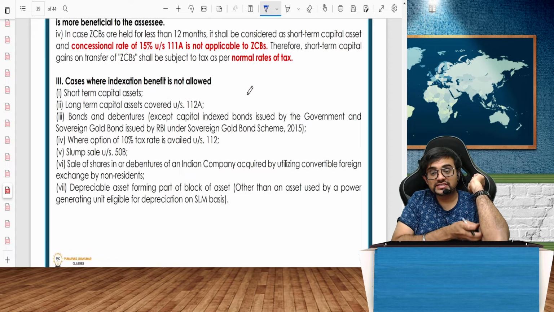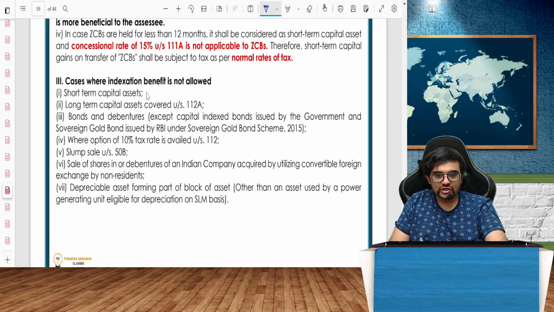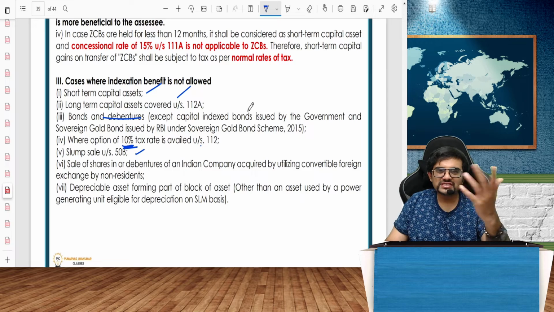Cases where indexation benefit is not allowed: short-term capital assets, long-term capital assets, bonds and debentures except capital index bonds and sovereign bonds, slump sale you will not get. And wherever I have invested at 10% without indexation, I will not get indexation. These are some of the important points. I'm just revising.